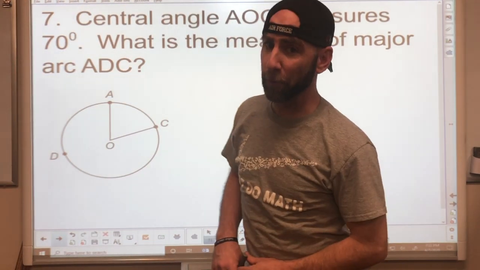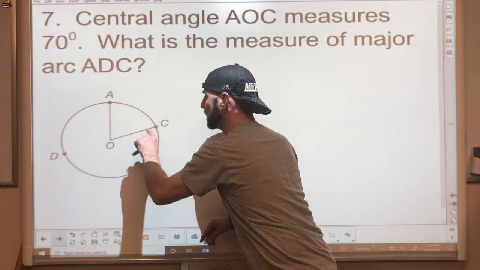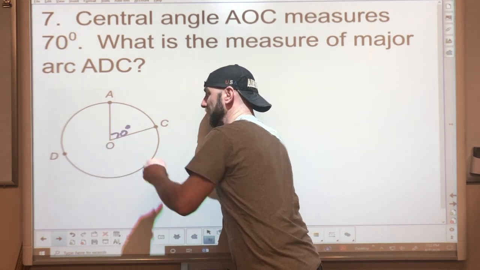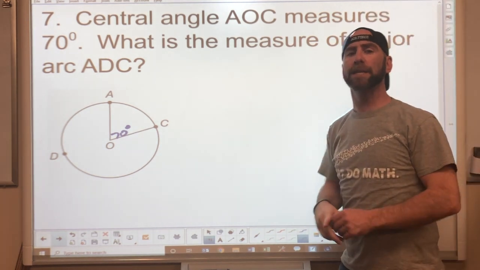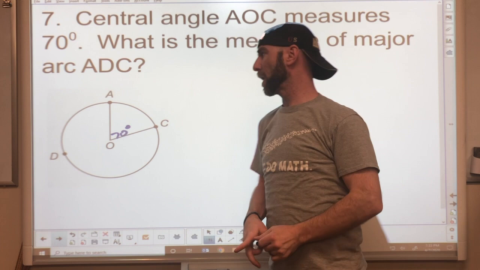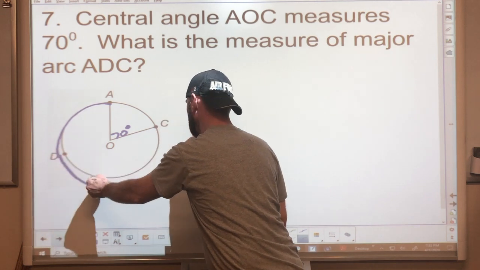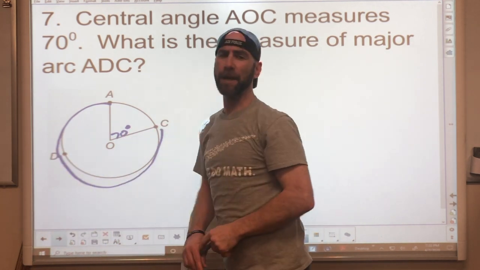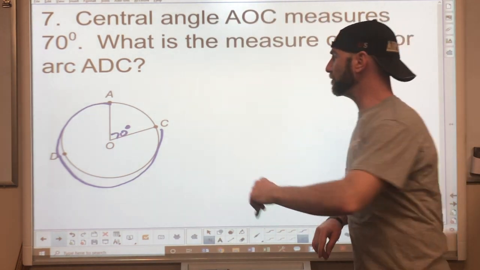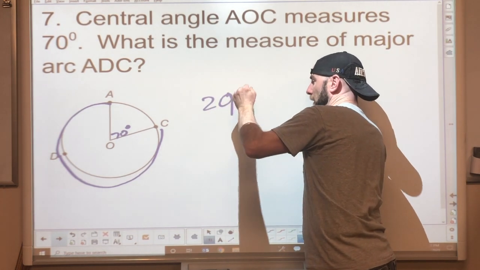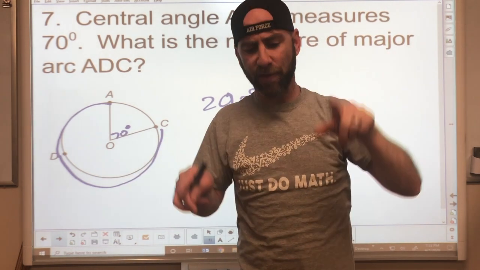Okay, this is something brand new. Central angle AOC measures 70 degrees. AOC, 70 degrees. What is the measure of major arc? A major arc is something larger than 180 of ADC. So A, D, C. Well, if this is 70, what's left over to complete the full circle? It has to be 290. Because 290 plus 70 complete the full circle of 360.